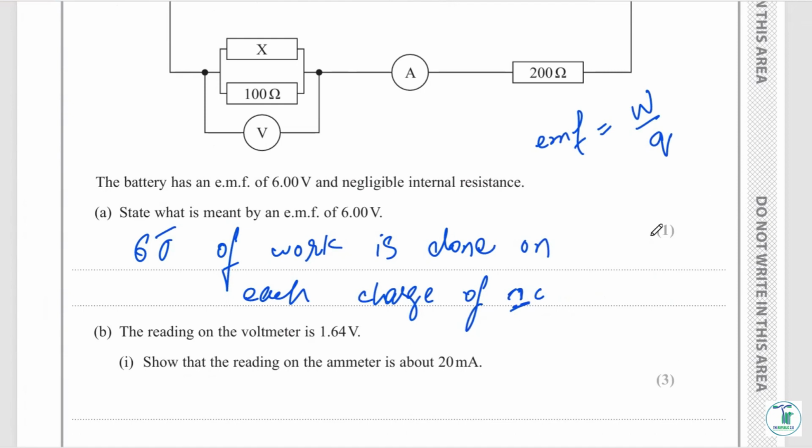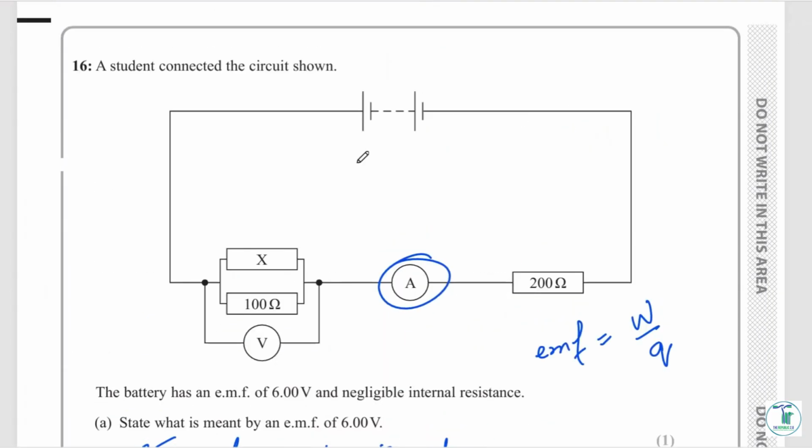Now, in the next part B, the reading on the voltmeter is 1.64 volts. Show that the reading on the milliammeter is about 20 milliampere, right? The reading on the milliammeter is about 20 milliampere. We need to calculate the current. Since the circuit is in series, the current has to be the same. And if the current has to be the same, we just need to calculate the current. Current is going to be something like I equals, since V equals IR, so I must be equal to V upon R.